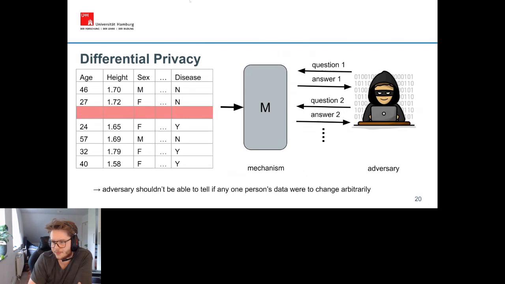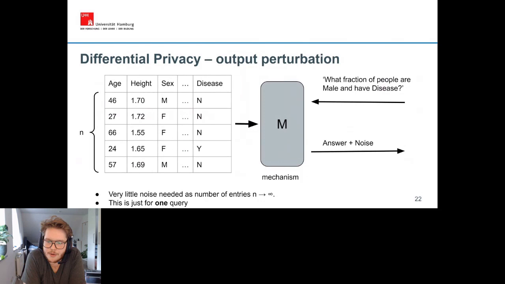we use something called output perturbation. He asks a question. We now ask a question: what fraction of people are male and are positive in disease, right? We throw this into the mechanism, and the mechanism puts out the answer plus some noise, so we can't see if something changed in the database. And the good thing is we need very, very little noise as the number of entries goes towards infinity.